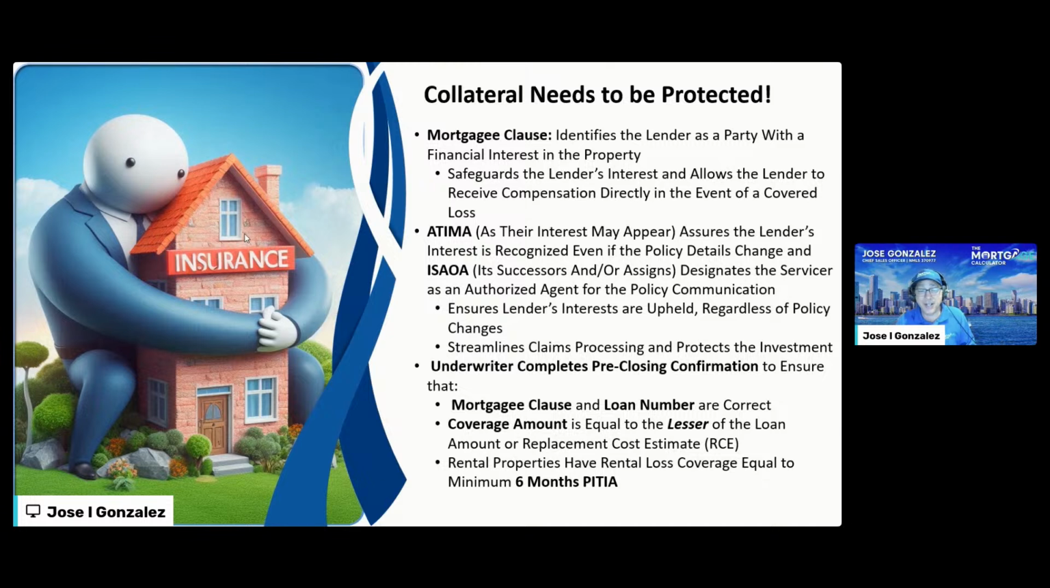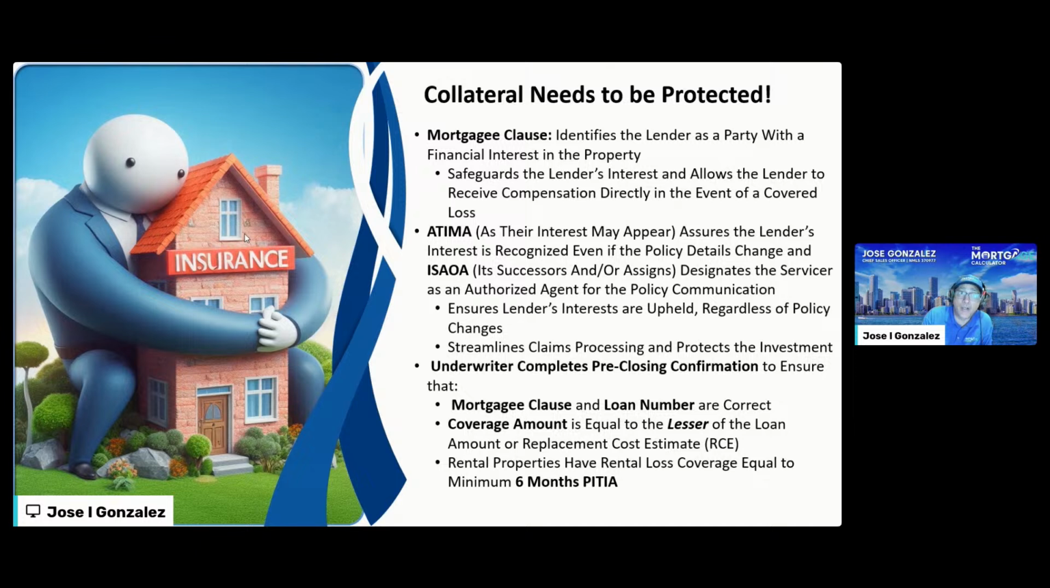Borrower's going to cash a check, spend the money, and then what's going to happen with the repairs? Oh no, right now the collateral has been prejudiced, it's lost value, and we have a serious problem. Now, mortgagee clause is usually going to be ABC Company, ISAOA / ATIMA, right? ISAOA, as their interest may appear, / ATIMA, its successors and or assigns.